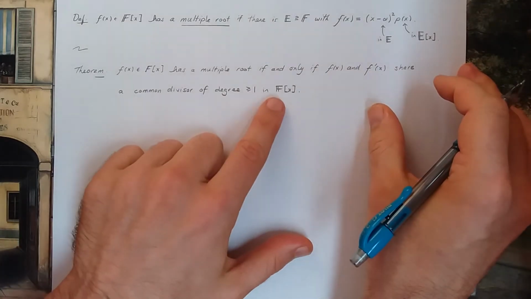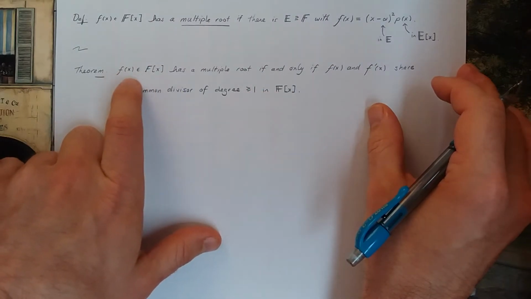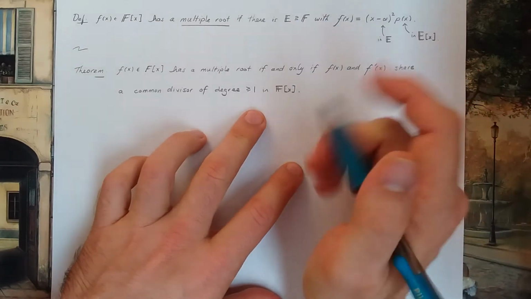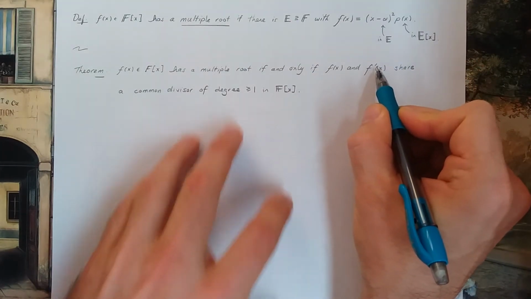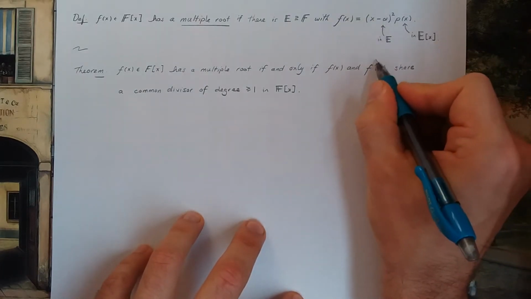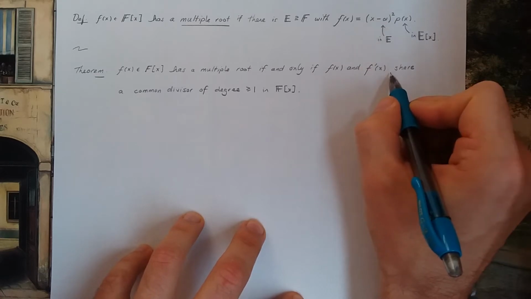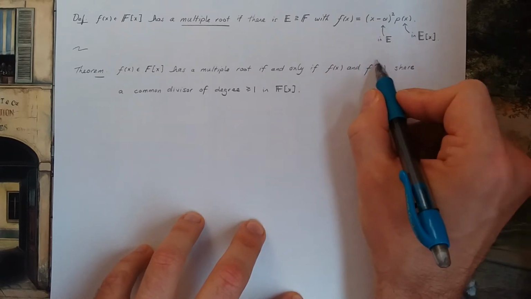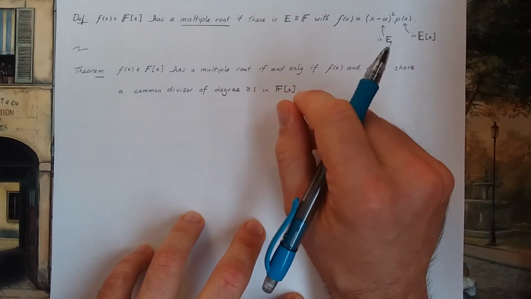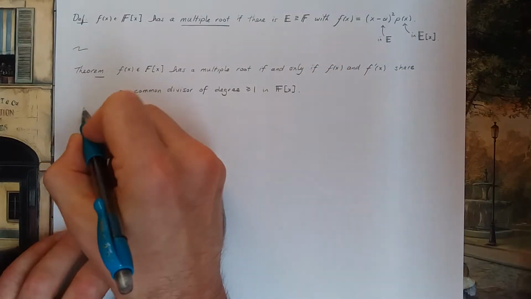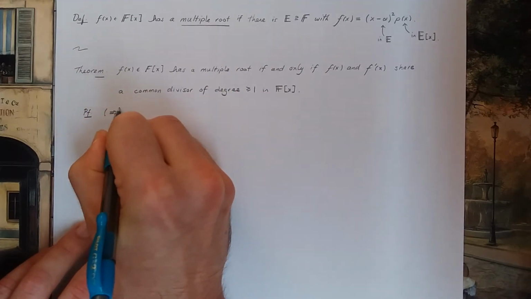So there's a polynomial with coefficients in the field F, the same as your original polynomial, that divides both the function f and f prime. And this f prime, that's the usual calculus derivative. So this is the derivative from calculus of a polynomial. So let's prove this theorem. So it's an if and only if. Let's start in this direction.